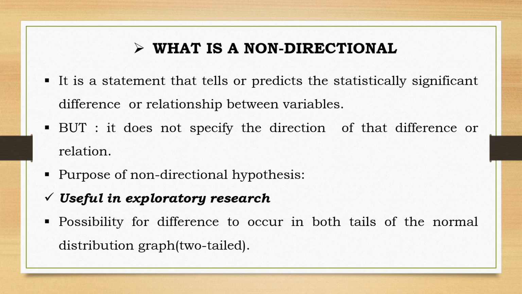A non-directional hypothesis is a statement that predicts a statistically significant difference or relationship between variables, but it does not specify the direction of that difference or relation. In the directional hypothesis, the direction of the relation is specified by terms such as greater than, smaller than, less than, something like that. Such explanation is not possible with the non-directional hypothesis.